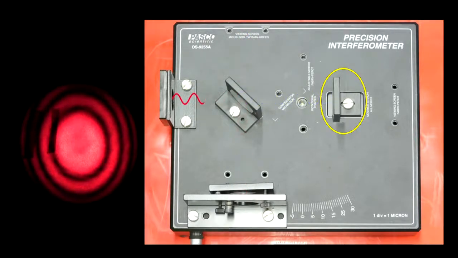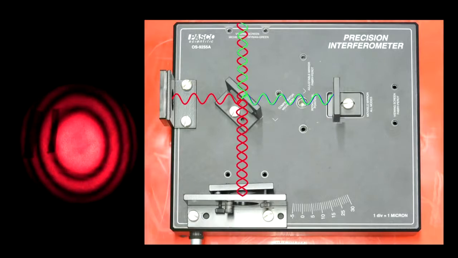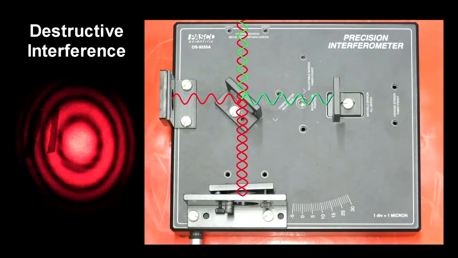If we move one of the mirrors by 1/4 of a wavelength, that wave will have traveled 1/2 of a wavelength less distance than the other one. This produces the maximum destructive interference. You can see the shift in the fringes from the bright to the dark.